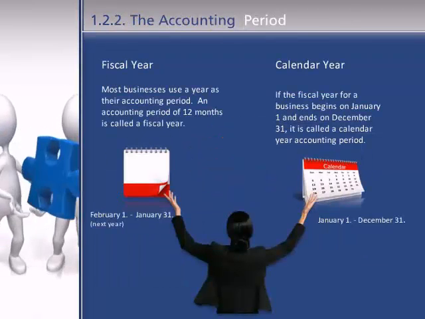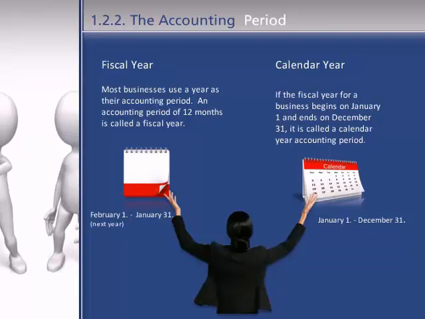Now I will outline the accounting period. What are the different types of accounting periods? As discussed earlier, accounting records are summarized for a certain period of time, called an accounting period. An accounting period may be for any designated length of time, such as a month, a quarter, or a year. Most businesses use a year as their accounting period. An accounting period of 12 months is called a fiscal year.